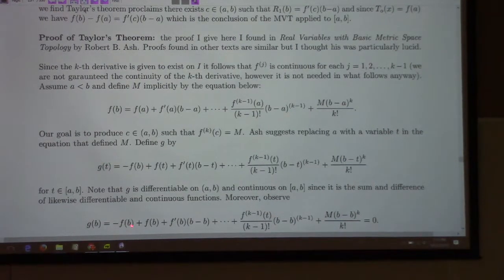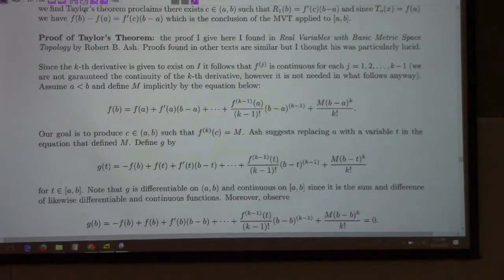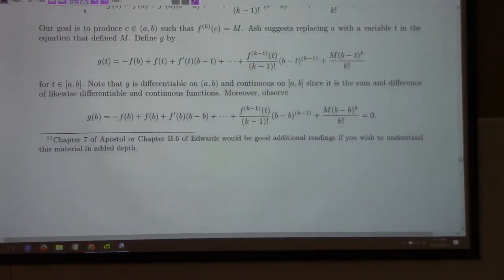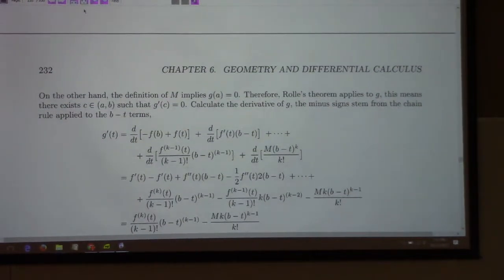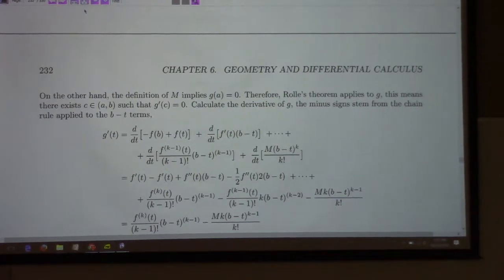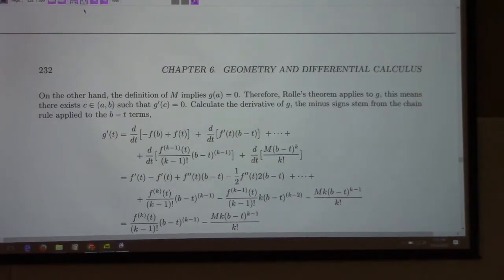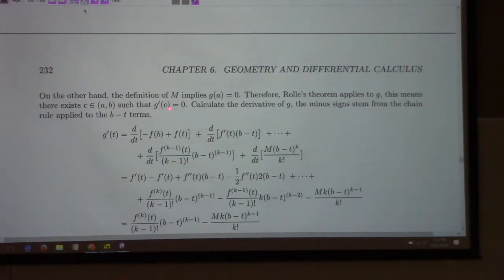But more than that, you can calculate what g of b is. If you put in b, you get 0, 0, 0, f of, it's 0. So g of b is 0. And what is g of a? The definition of m that I gave says g of a is equal to 0. So we have a differentiable function that's continuous, and its values are 0 at a and b. Therefore, by Rolle's theorem, which you may remember from Calculus 1, or you may not, there exists c such that g prime of c is 0.